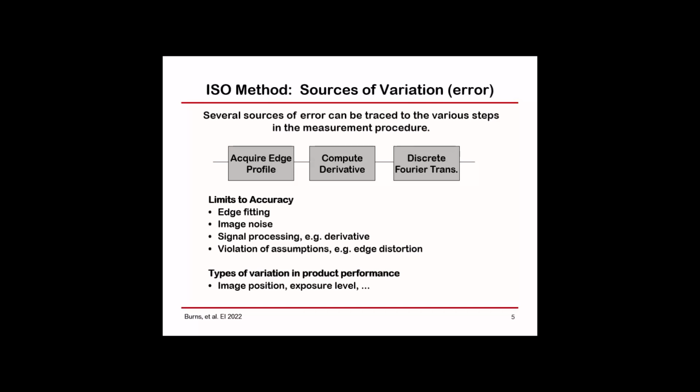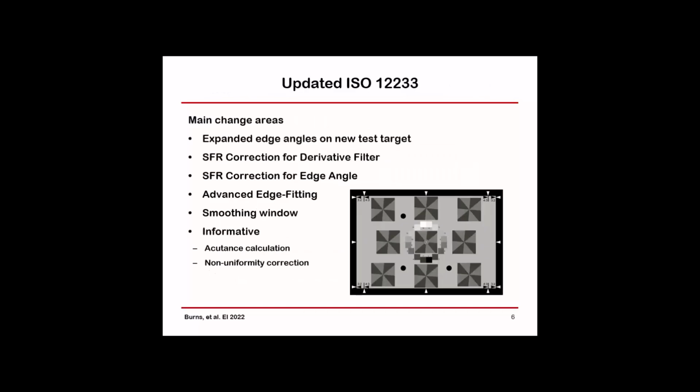And when we violate those, we may introduce bias into the measurement. Other types of variation may be due to image position across the imaging field, exposure level, and so forth. Well, that said, let's get to the various steps that are introduced into the updated ISO 12233. The top six are the ones that I'll be focused on here.